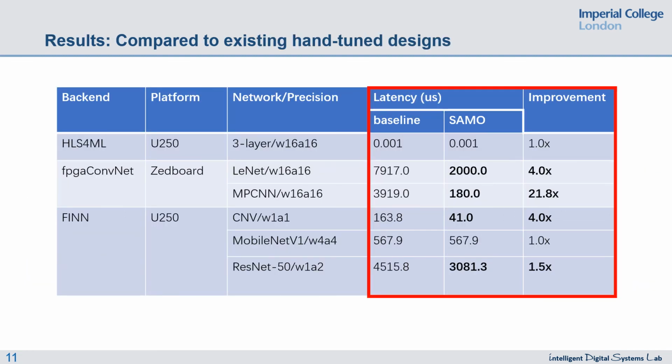Let's have a look at the final performance that our framework can achieve. We compare against example designs provided by the authors of each backend, where the optimization problem is solved by manual tuning. From the table, we can see that overall, SAMO achieves the same or higher performance by up to 20 times on a set of CNN benchmarks. It shows SAMO can serve as a powerful tool for CNN accelerator designers, and we hope it can be helpful for the whole community.